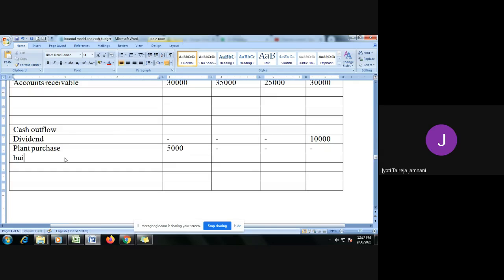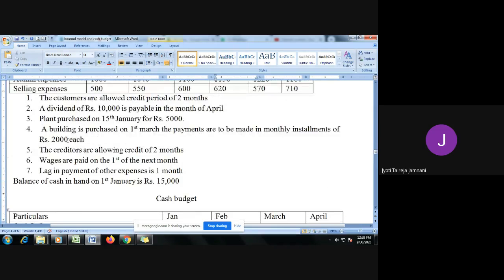So we'll write here building purchase, and you purchased it in March, so nothing happened in Jan, Feb. You purchased it on 1st March, so you have to pay the payment installment of 2,000 in March and 2,000 in April, and after that May, June also, but they have asked us till April, so we are solving it only till April.